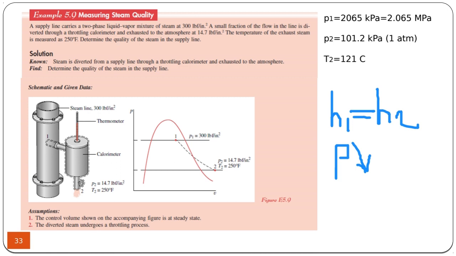Because it expands to a lower pressure, it becomes superheated. Initially, it was mixture, and when it expands to lower pressure, it becomes superheated. So we are going to find the quality of the steam inside this pipe as the steam flows downward.